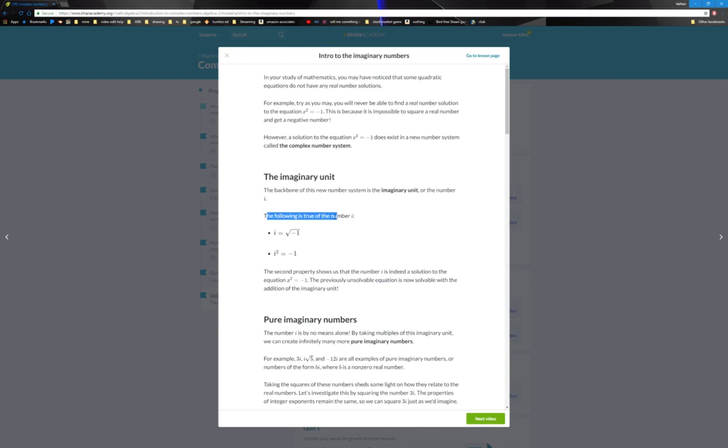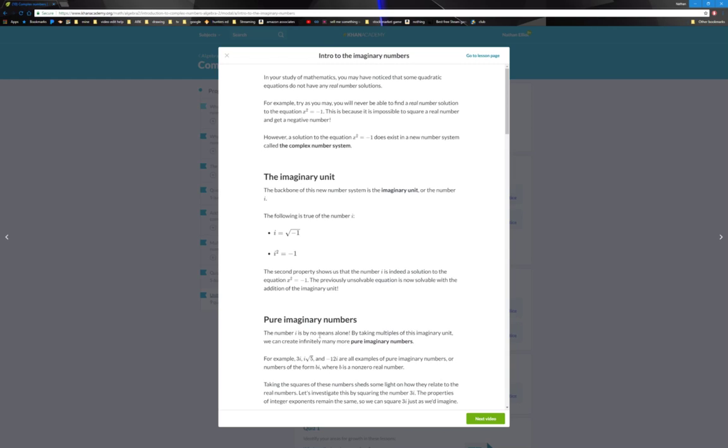So the backbone of this new number system is the imaginary unit, or the number i. The following is true of the number i: i equals the square root of -1, and i squared equals -1. So these are just like, you know, inverses pretty much. The second property shows us that the number i is indeed a solution of the equation x squared equals -1. The previously unsolved equation is now solvable with the addition of the imaginary unit.